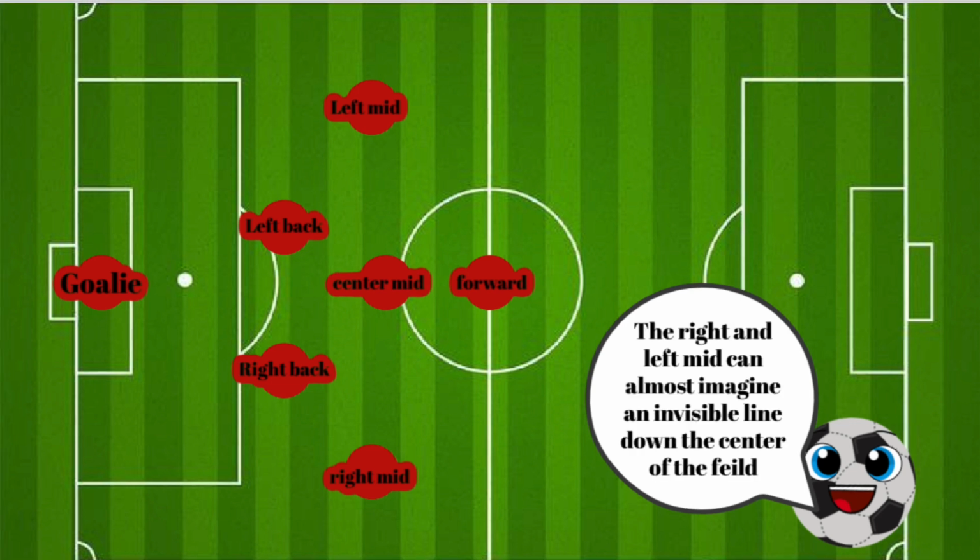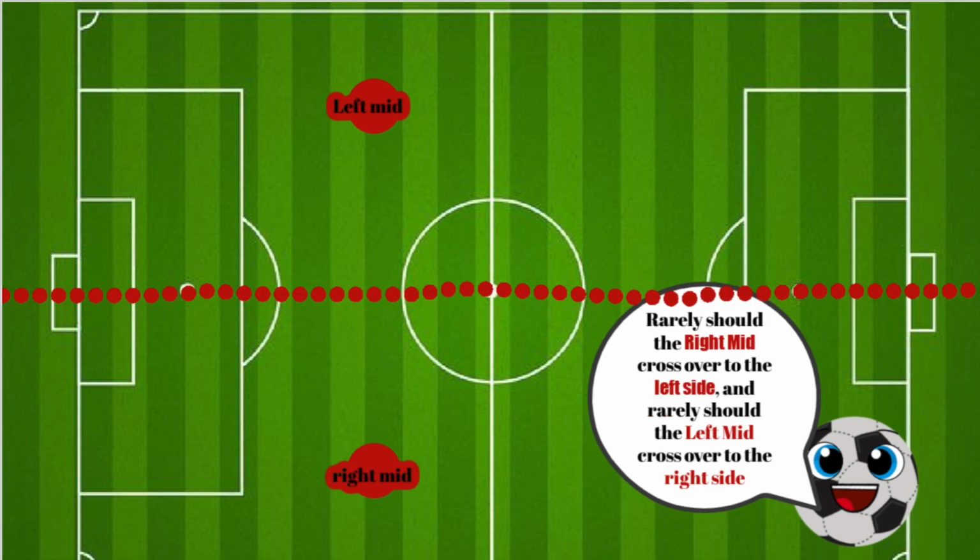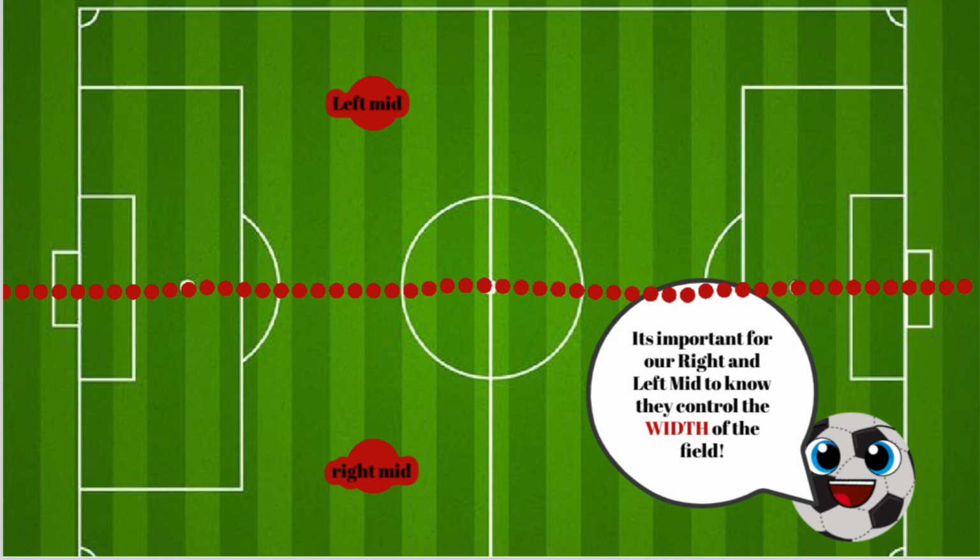The right and left center mid can almost imagine an invisible line down the center of the field. Like this. Rarely should the right mid cross over to the left side, and rarely should the left mid cross over to the right side. It's important for our right and left mid to know they control the width of the field.